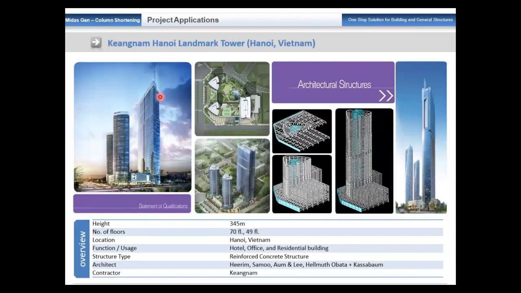Then you have the Keangnam Hanoi Landmark Tower in Vietnam. These are basically twin towers which were constructed. The 4 towers were of 49 floors and the mid tower was 70 floors, which was completely an RC structure where the column shortening effect has been carried out in MIDAS Civil.